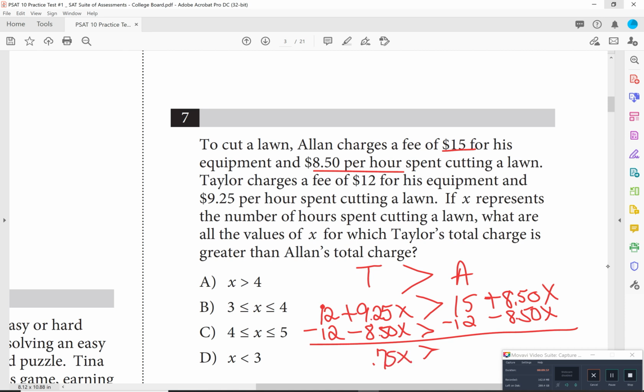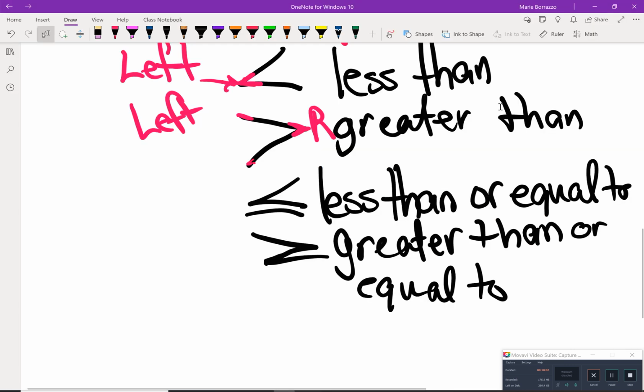x, don't forget the x, is greater than 3. And our last step here is simply going to be divided by 0.75 on both sides. This cancels, and you're going to end up with x is greater than 4. All right. So I just wanted to remind you of that question. All right, let's go back to our notes here.